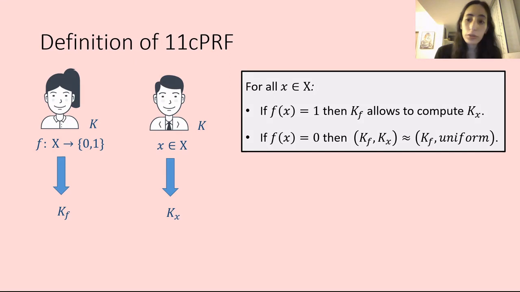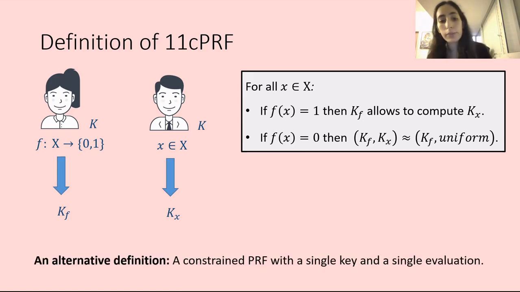So I want to also suggest an alternative definition, which also hints on why we chose to call this 1-1 constraint PRF. So let me first go over what a constraint PRF is. In a standard PRF, we have a seed. And given this seed, it is possible to compute the pseudorandom function on every possible input. But for the person who doesn't see this seed, even if he sees many evaluations of the function, he cannot distinguish whether they were computed with the seed or whether they are just uniformly sampled values. So this is a standard PRF.